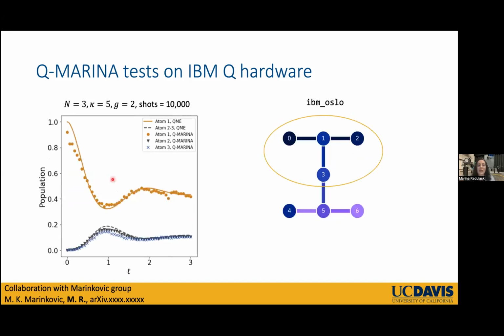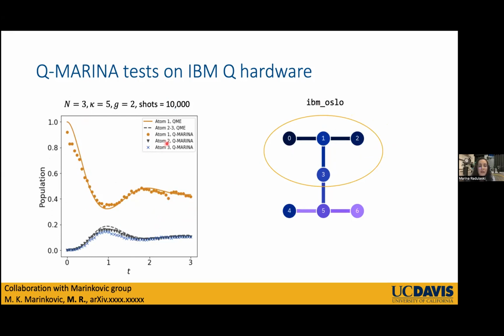Now, when we go to a little bit larger system with 3 emitters in a cavity, for which we use the IBM Oslo system, we get a bit better match. And we see that atom 1 matches well, apart from a few runaway data points.